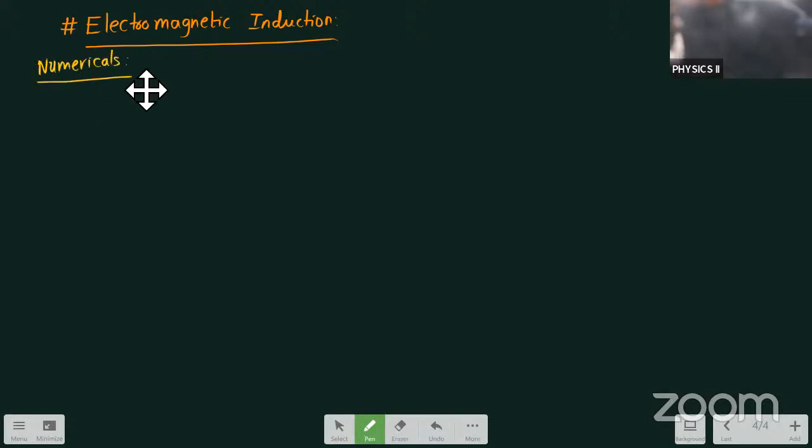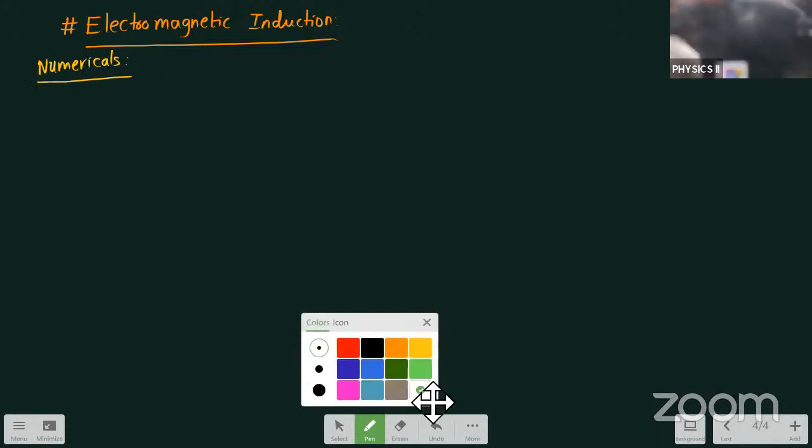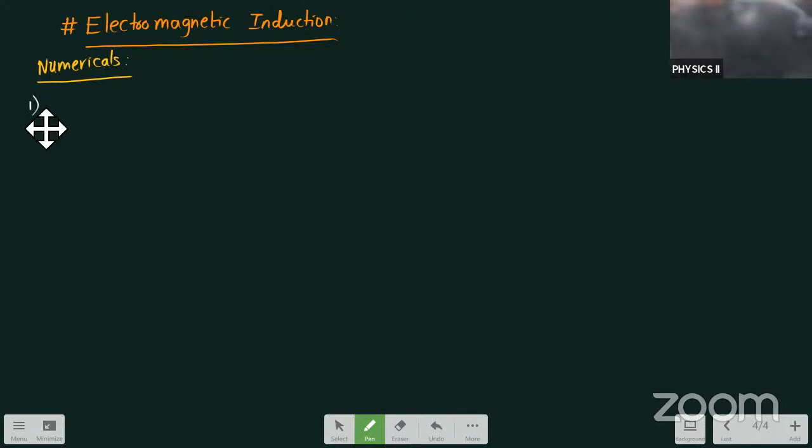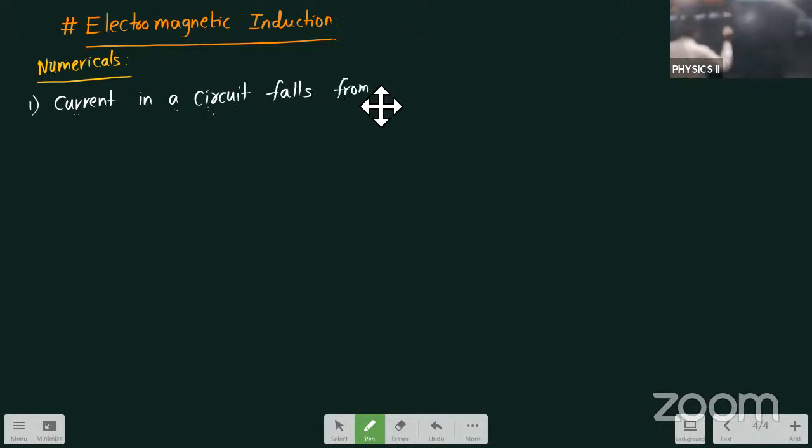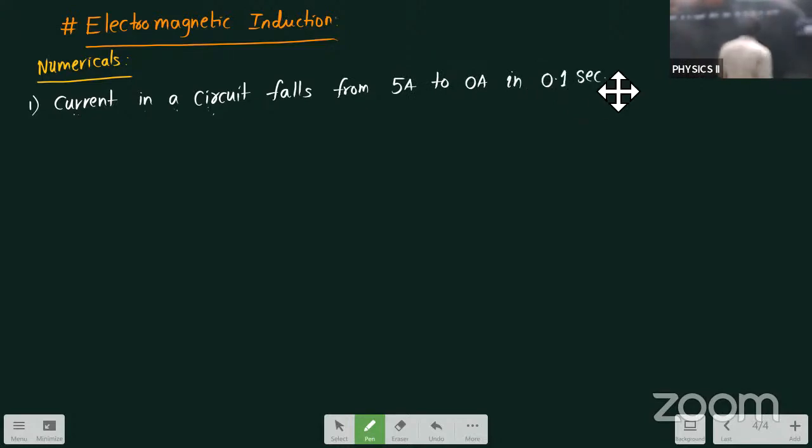So, first numerical. I will be dictating the question here. Please note down this question. First numerical: the current in a circuit falls from 5 amperes to 0 amperes in 0.1 second.